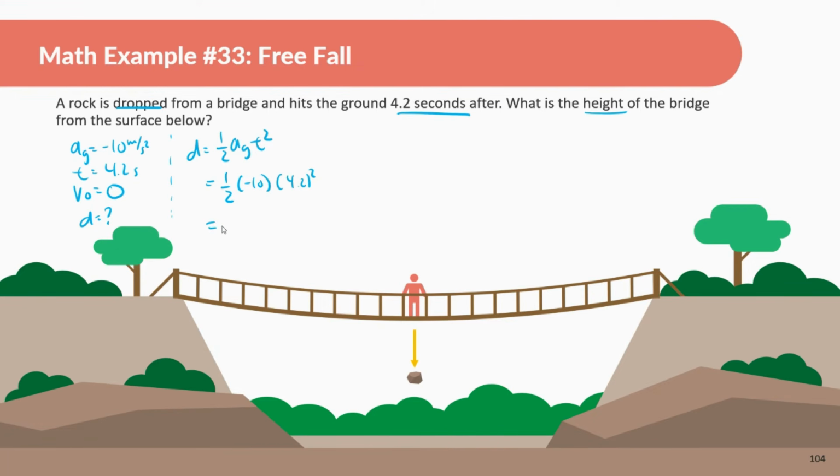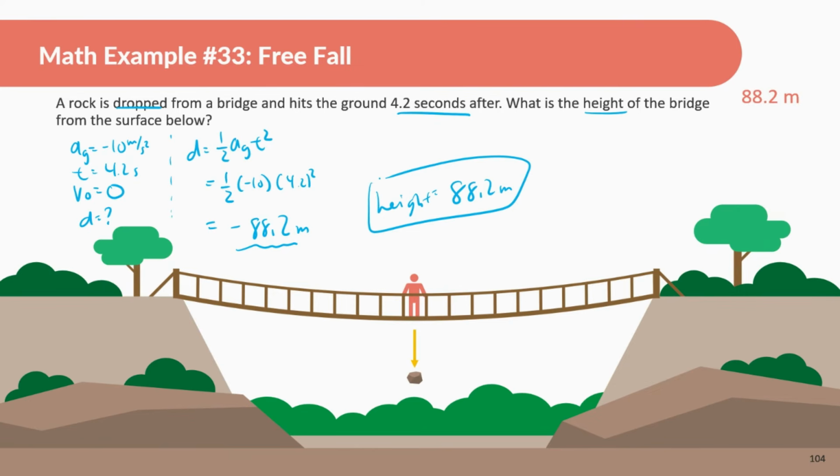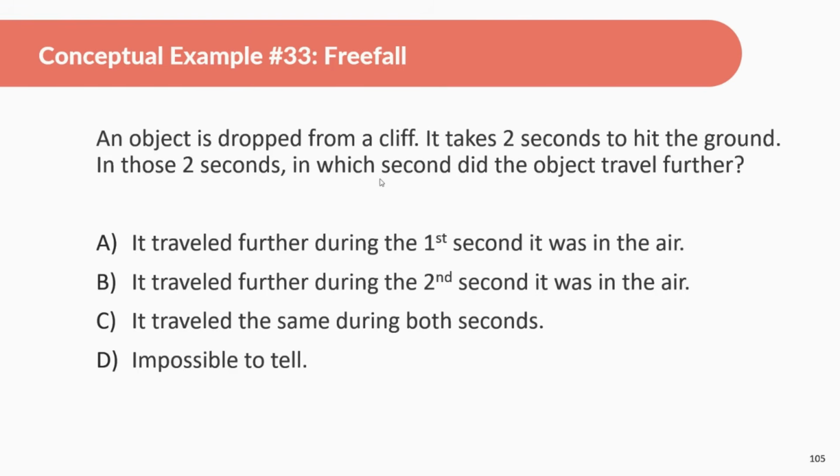Okay, 4.2 squared times negative 10 times 0.5, and we get negative 88.2 meters. However, the height I'm going to put as 88.2 meters. Okay. All right, moving on.